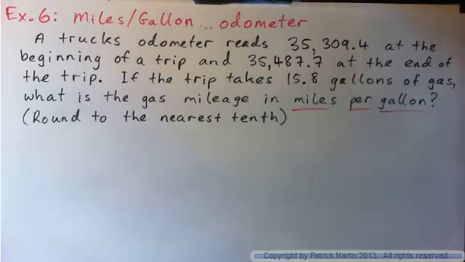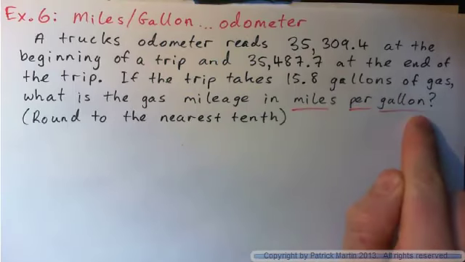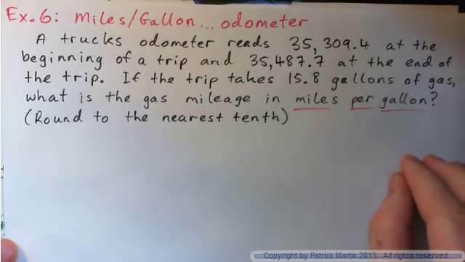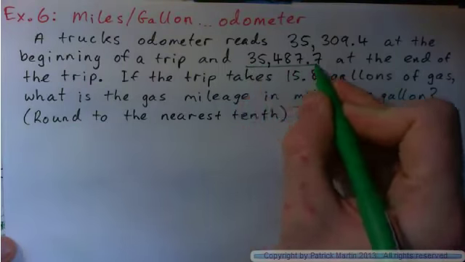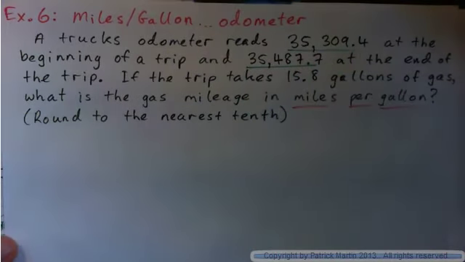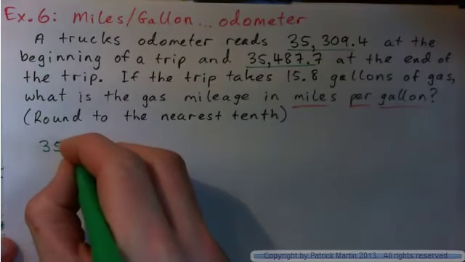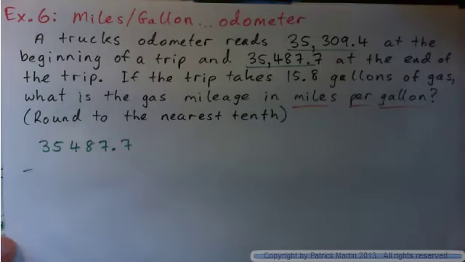So what do we have to do, first of all? Eventually we'll have to take the miles and divide it by the gallons, right? But we don't know the miles yet. How do we calculate the number of miles driven? We take the number at the end of the trip and subtract what was on it at the beginning.